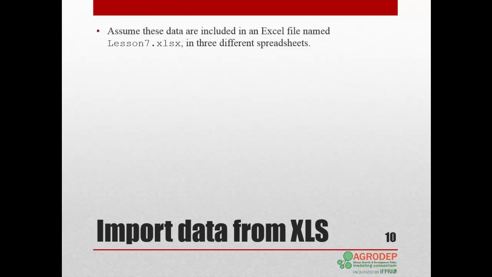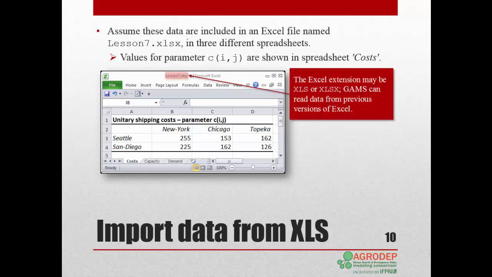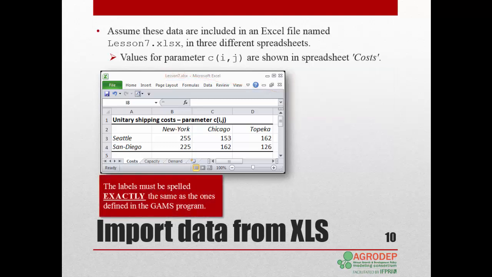For our purposes, these data are included in an Excel file named Lesson7.xlsx in 3 different spreadsheets. Values for parameter C are shown in spreadsheet cost. Note that the Excel extension may be XLS or XLSX. GAMS supports both versions. Note also that labels for the sets I and J must be spelled exactly the same in the Excel file and in the GAMS definition. We cannot stress this enough, it is often a source of errors.